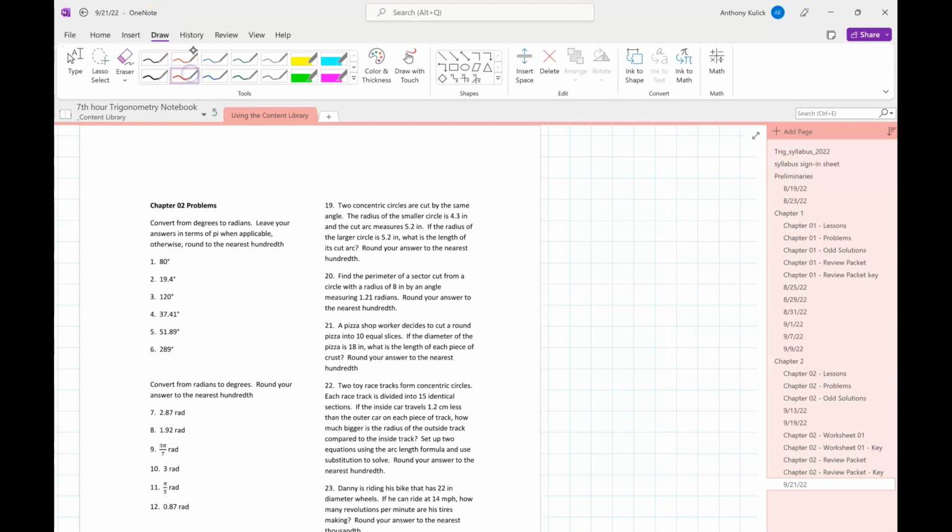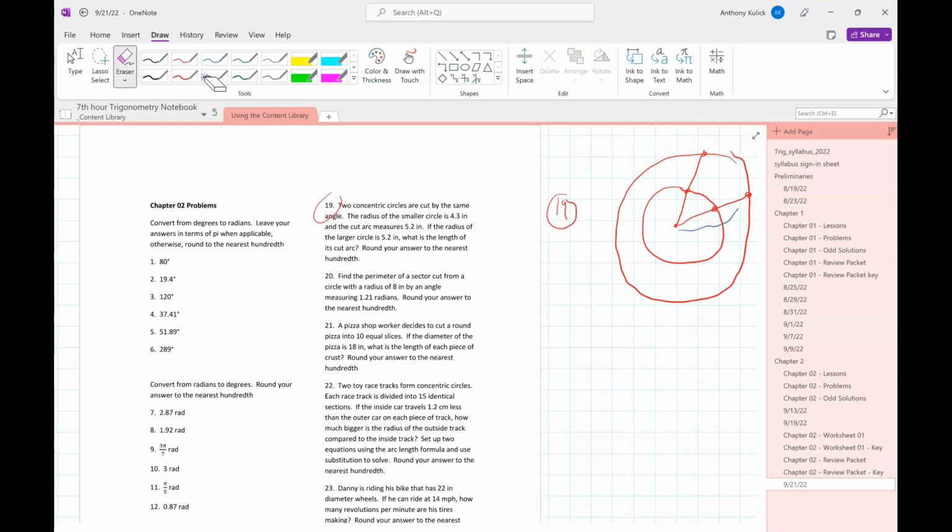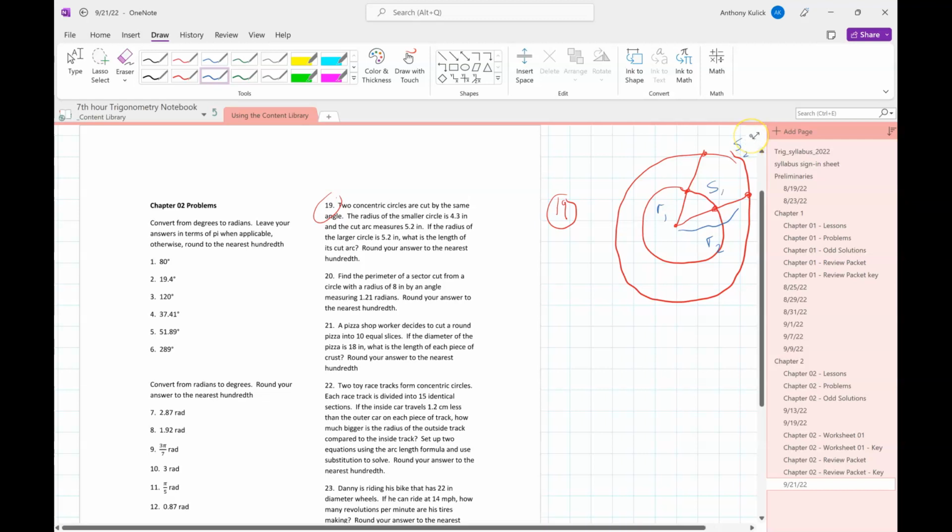All right. 19, it says 2 concentric circles cut by the same angle. So circle 1, circle 2, those are circles, right? There's that same angle. So we have a radius for the smaller circle, a radius for the bigger circle, an arc for the smaller circle, an arc for the bigger circle, but they're both going to have the same theta, right?